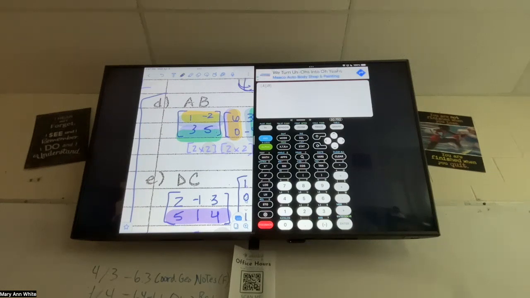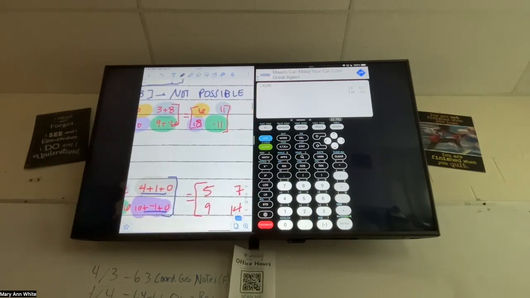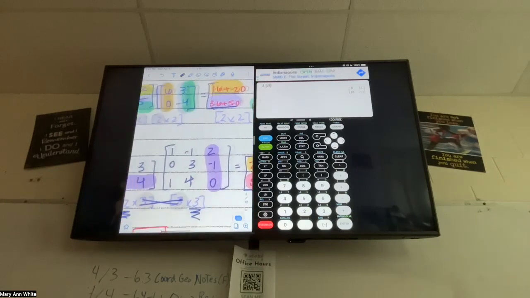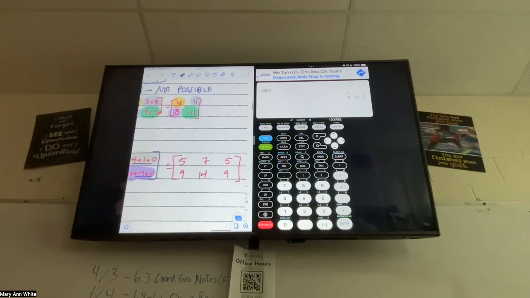Okay, so now I have A times B. And do I get the same matrix I had before? Yes. Okay. Let's do another one. Let's try D times C. So we'll go second matrix D, second matrix C. All right, I get the exact same thing that I got before.